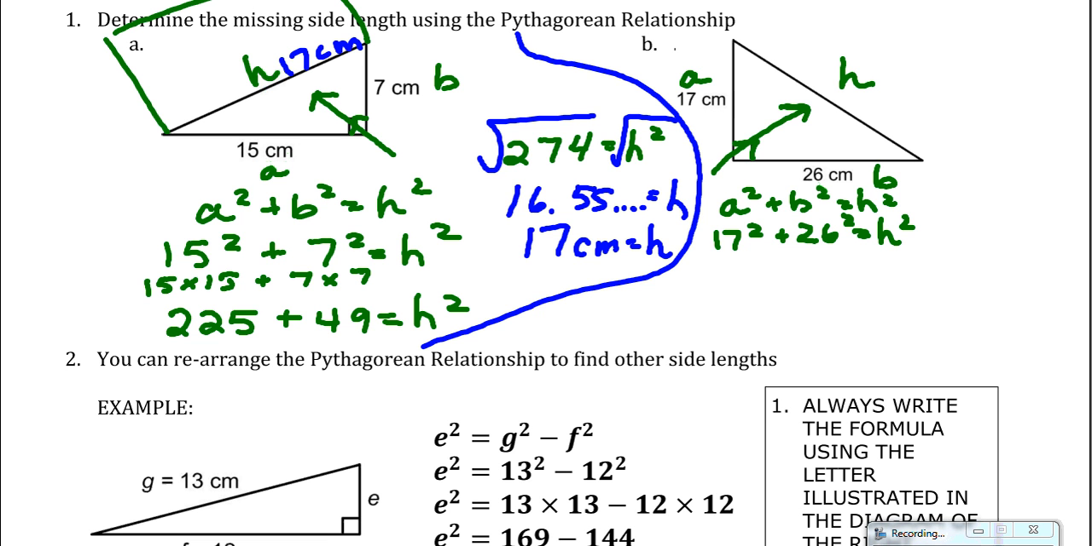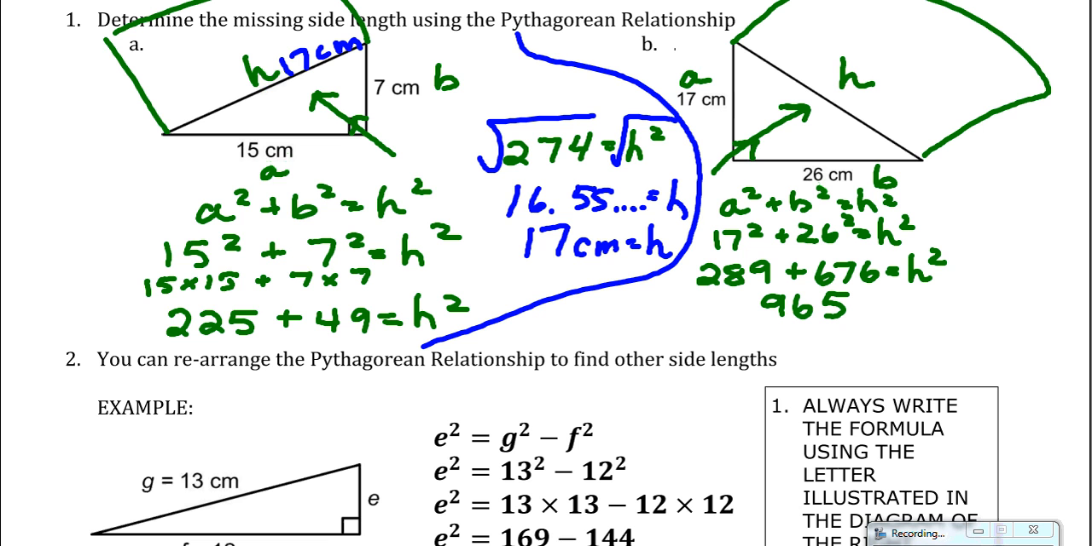So 17 squared, that's the same as 17 times 17. So we get 289 plus 26 squared, which is 26 times 26, 676. So now I'm going to add them up. 289 plus 676 gives us 965. So that means the area coming off of the hypotenuse has an area of 965.